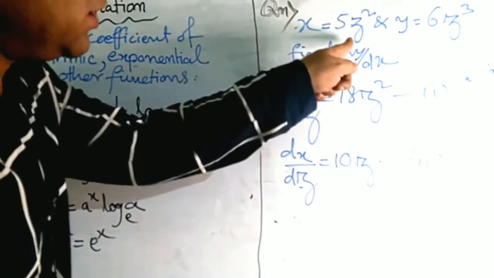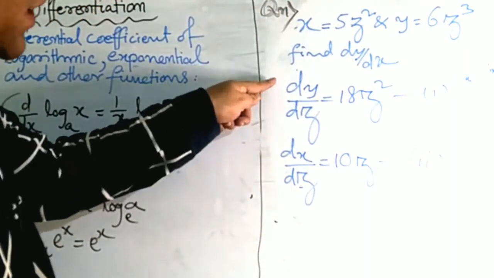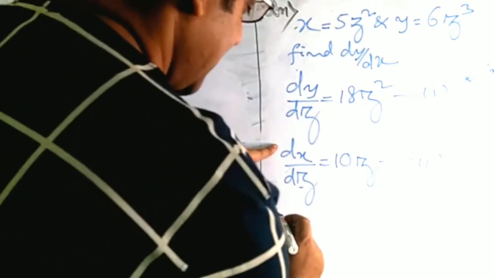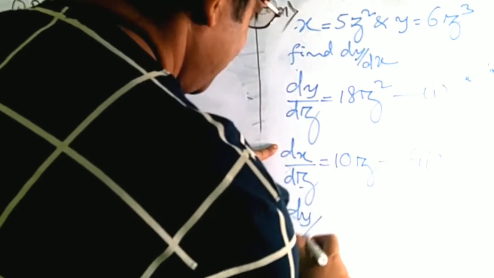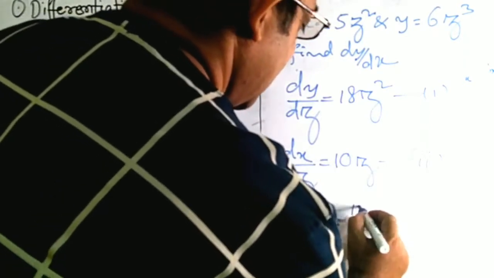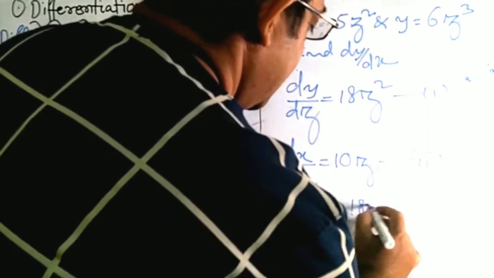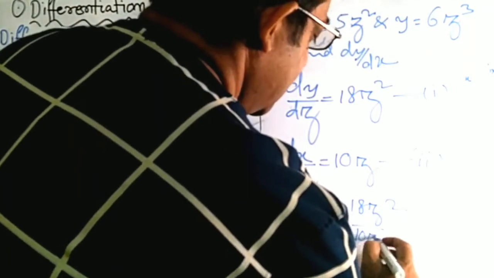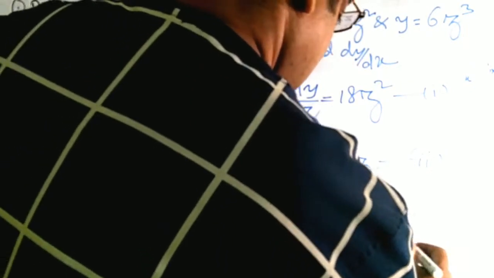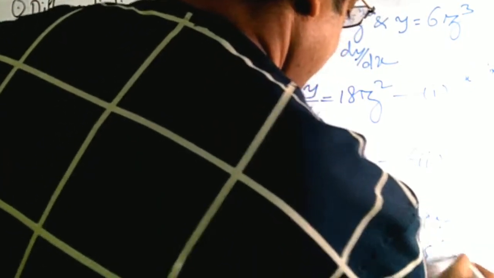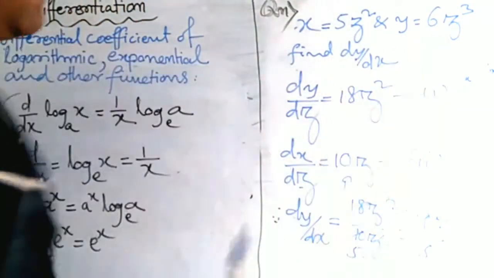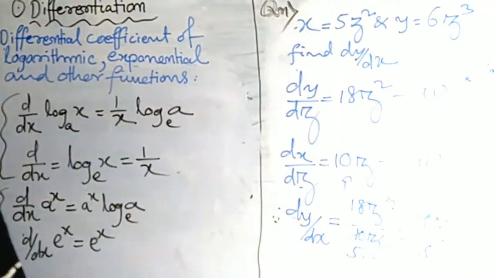Now, the question is find dy by dx. Now you see, if I divide equation 1 by equation 2, dz will get cancelled, dy by dx only will remain. Therefore, dy by dx is equal to 18z square by 10z. 1z got cancelled, and 2 9s are 18, so 9z by 5 is the answer. If it is a multiple choice question, if it is given in terms of x or something like that, now we can find out. Is it clear to everybody?